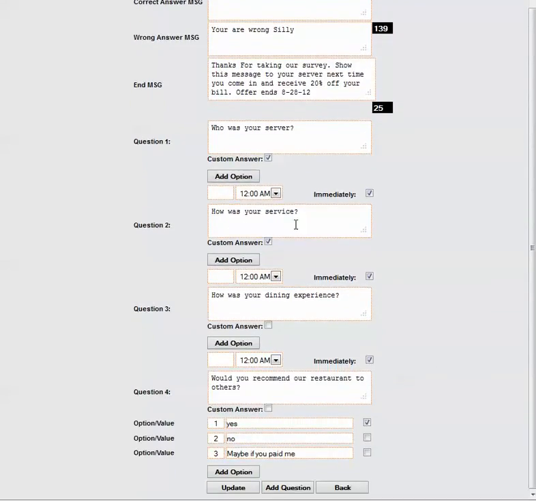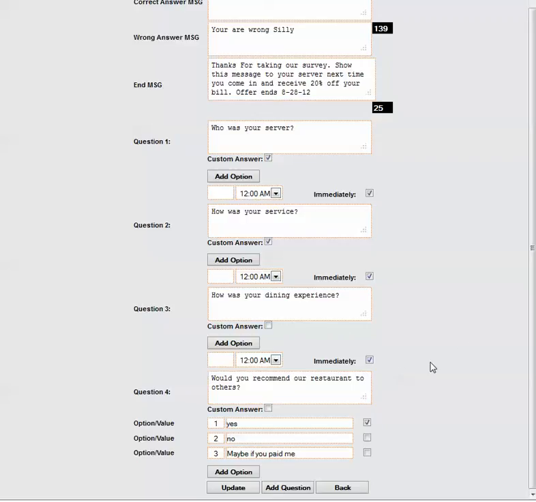So what I did here is I said immediately, who is your server? Please send that immediately. After they enter the information who the server was, it will go to the second question. Again, the second question says, how was your service? If it was good, fair, great, they would enter that information, and as soon as they enter that information, the customer, or the patron, is going to get a third question. How is your dining experience? Good, great, terrible, horrible, and so forth.